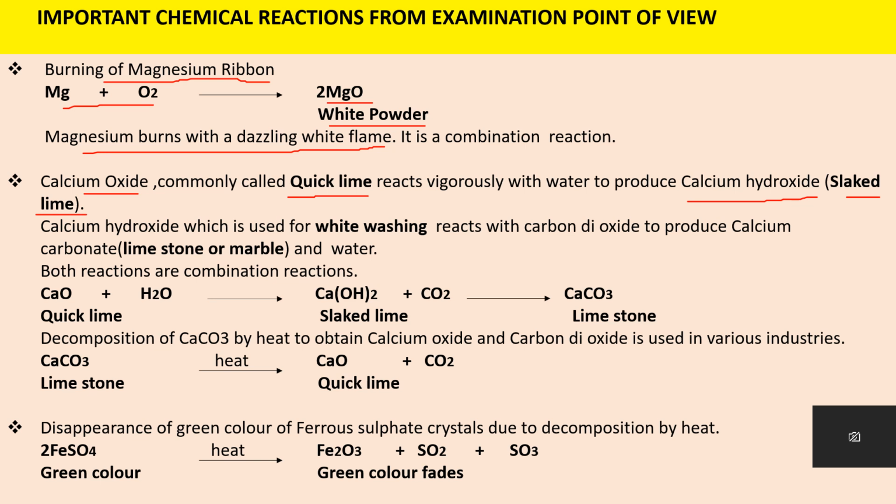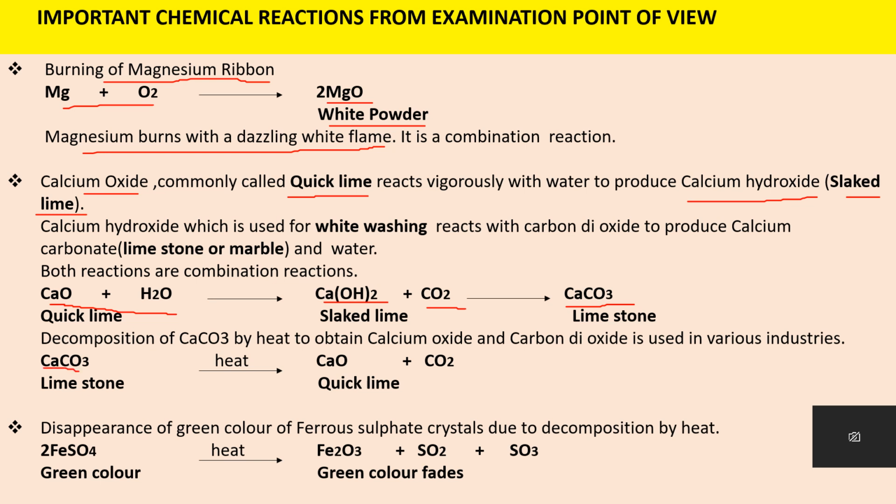Let us see how calcium hydroxide is produced. Calcium oxide, on reaction with water, produces calcium hydroxide. This is a combination reaction. Calcium hydroxide is used for whitewashing. When it is used on walls, it reacts with carbon dioxide of air and produces calcium carbonate. In 2 to 3 days, it gives a shiny appearance to the walls. Calcium carbonate has 3 forms: limestone, chalk, and marble.